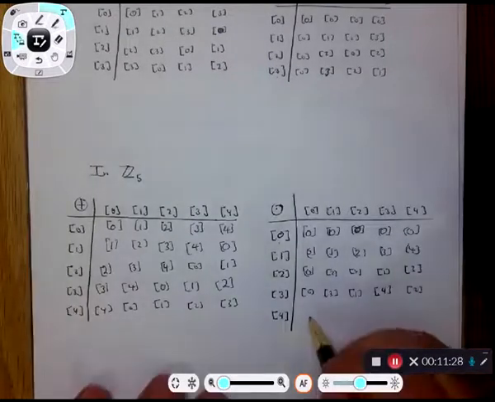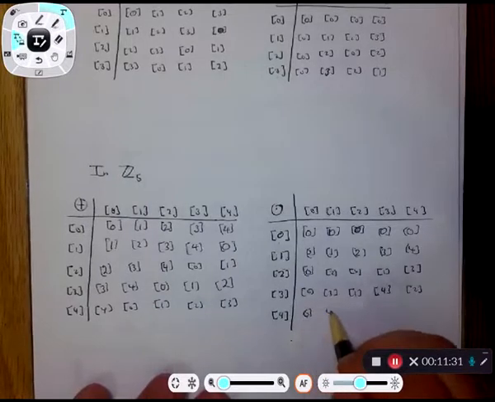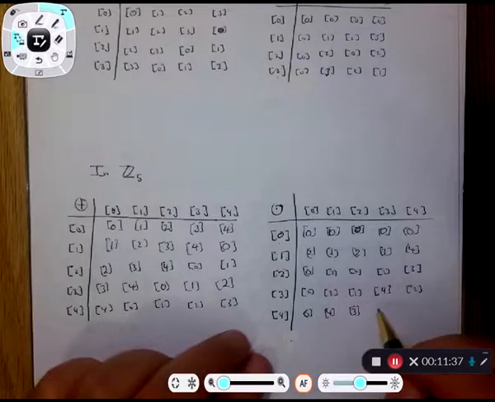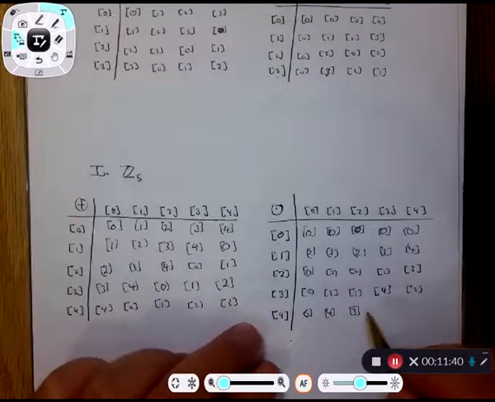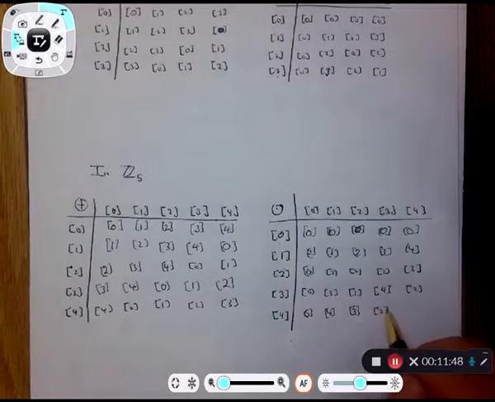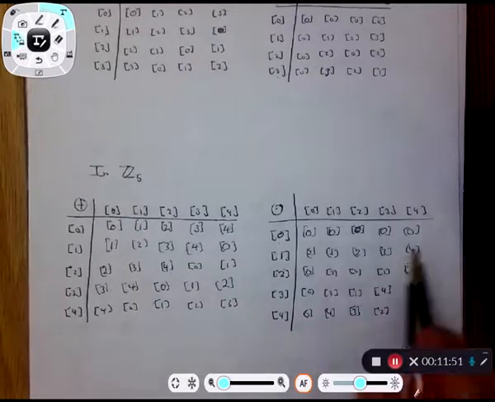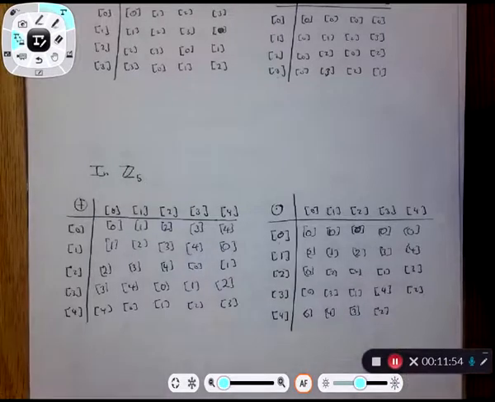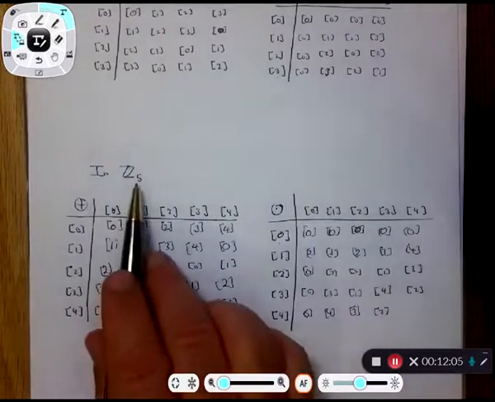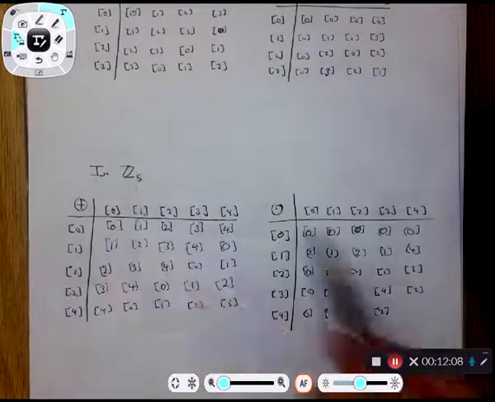And then 4 times 0 is 0, 4 times 1 is 4, 4 times 2 is 8, but in Z5 that's 3. 4 times 3 is 12, but in Z5 that's equivalent to, subtract off a couple of 5s, you get 2. And last but not least, 4 times 4 is 16, but in Z5, subtract off multiples of 5, or subtract off 3 times 5, which is 15, you're left with 1.